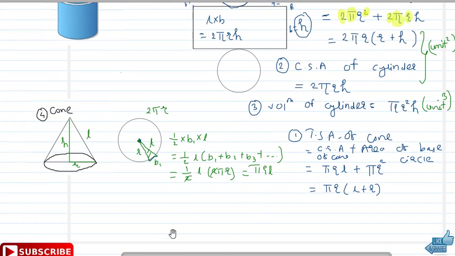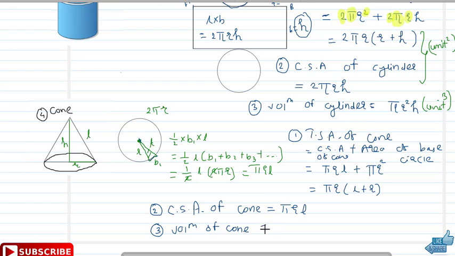So number 2 is the CSA of cone, and the CSA of cone is nothing but pi R L, which we already calculated. And the final one is the volume of cone.